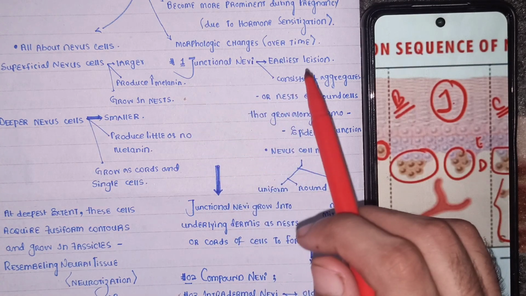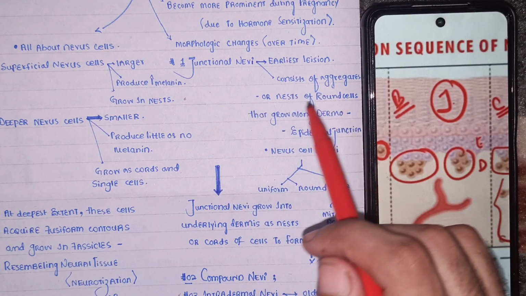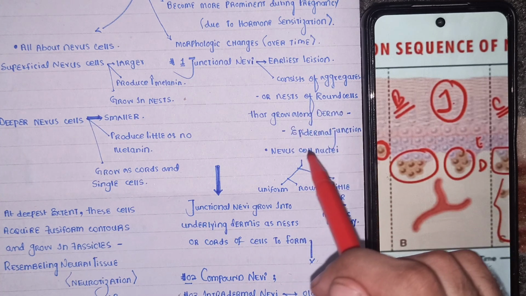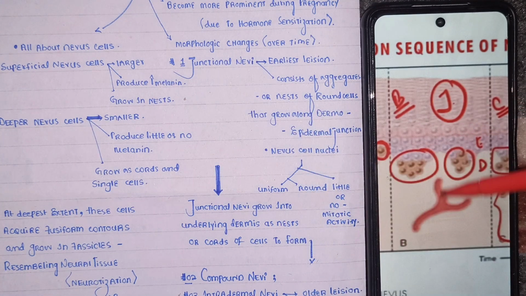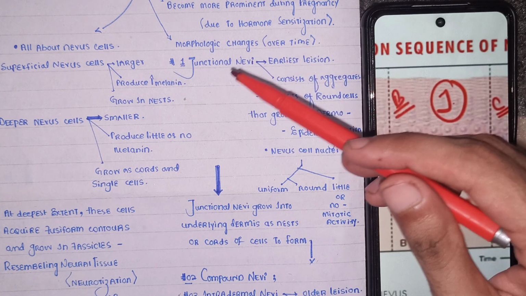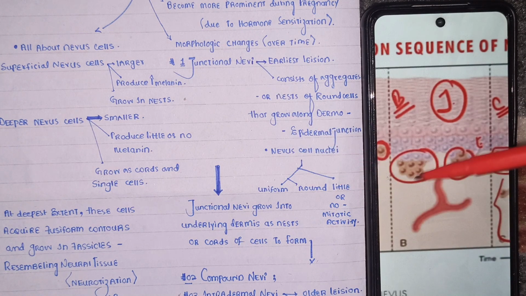Junctional nevi is the earliest lesion. It consists of aggregates or nests of round melanocytes that grow along the dermoepidermal junction. This stage of the melanocytic nevus, when the melanocytes are restricted to the dermoepidermal junction, is called junctional nevus. Their cell nuclei are very much uniform, round, and have little or no mitotic activity.